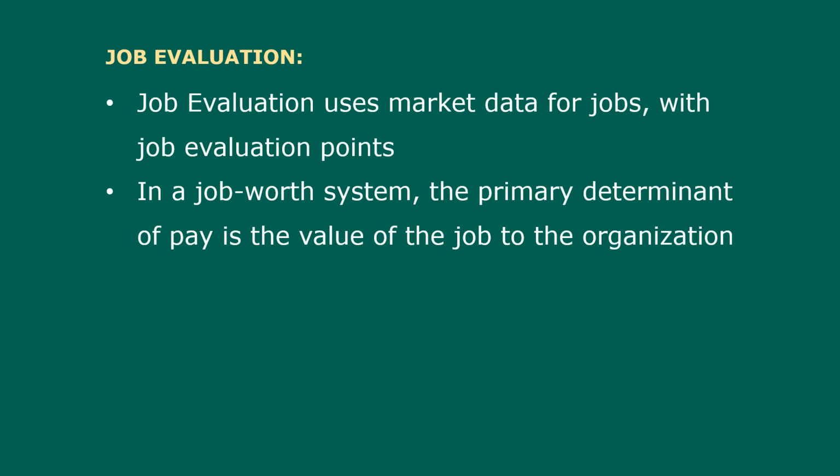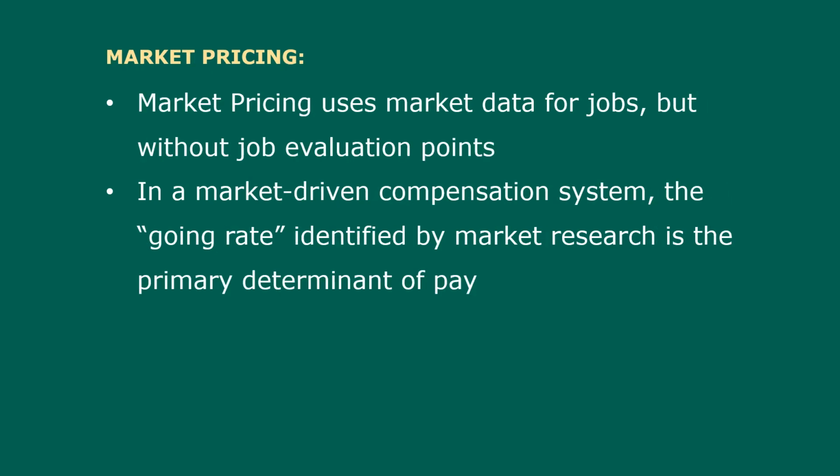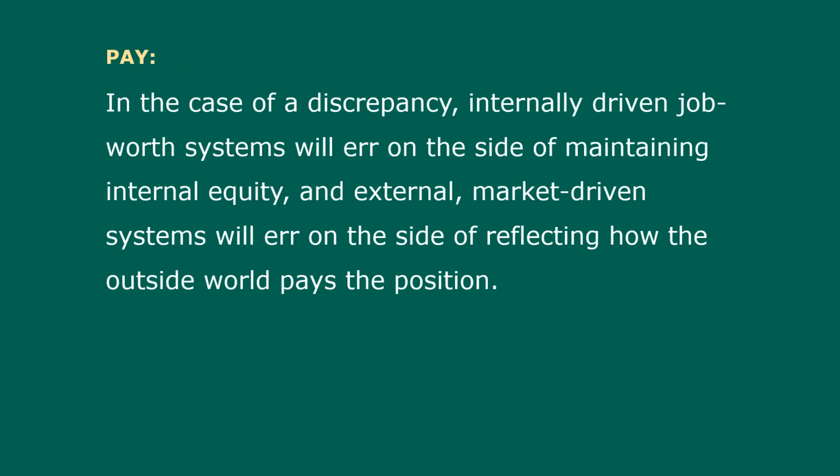Job evaluation uses market data for jobs with job evaluation points. In a job worth system, the primary determinant of pay is the value of the job to the organization. Market pricing uses market data for jobs, but without job evaluation points. In a market-driven compensation system, the going rate identified by market research is the primary determinant of pay.